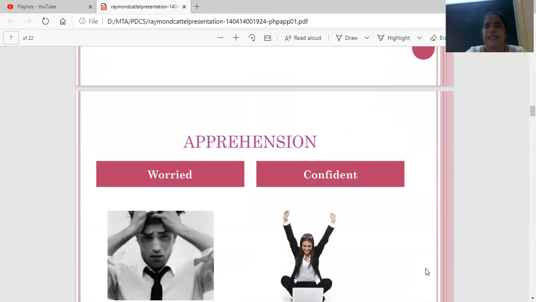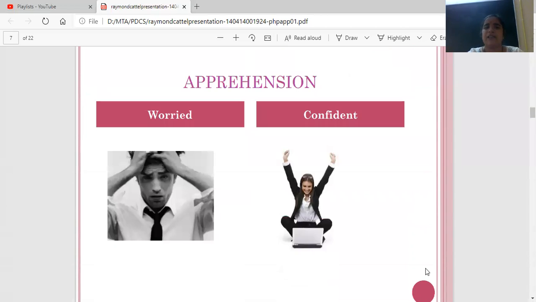Then second is apprehension. When you say apprehension, it means are you a very nervous, worried kind of person or a confident person? This trait will help us to know. This theory is basically trying to know about people and finding the right person for the right job. When you say apprehension, we have two types: people who are always confident, sometimes overconfident also.